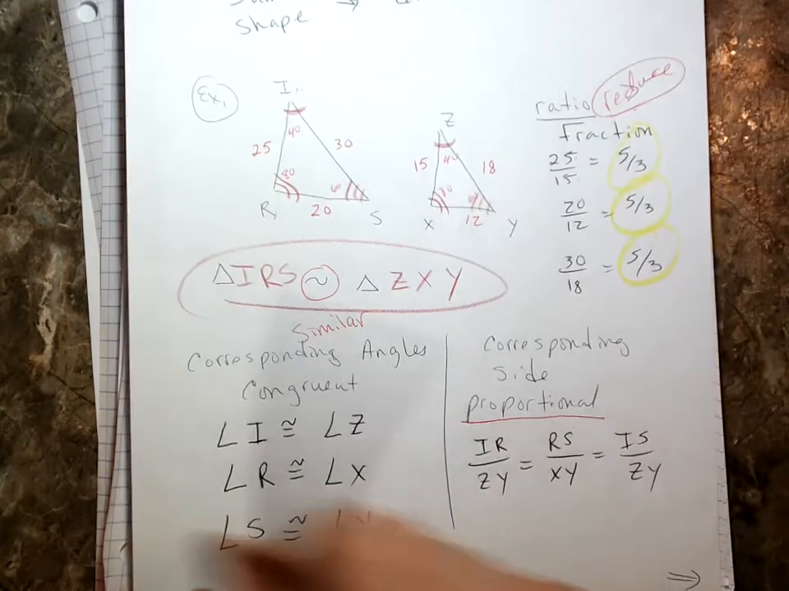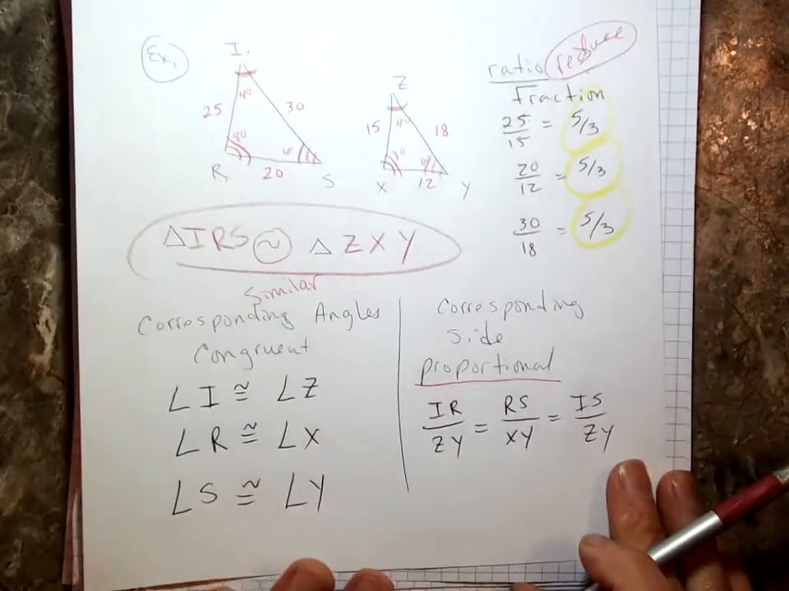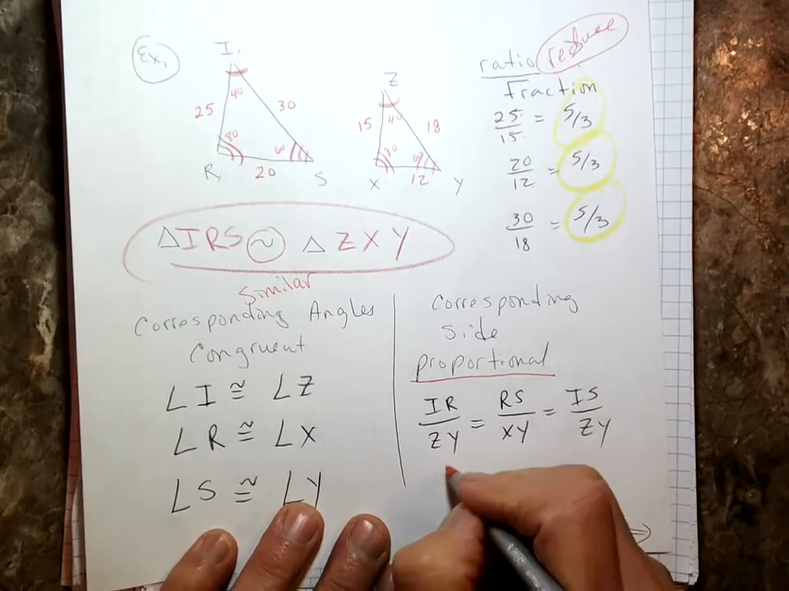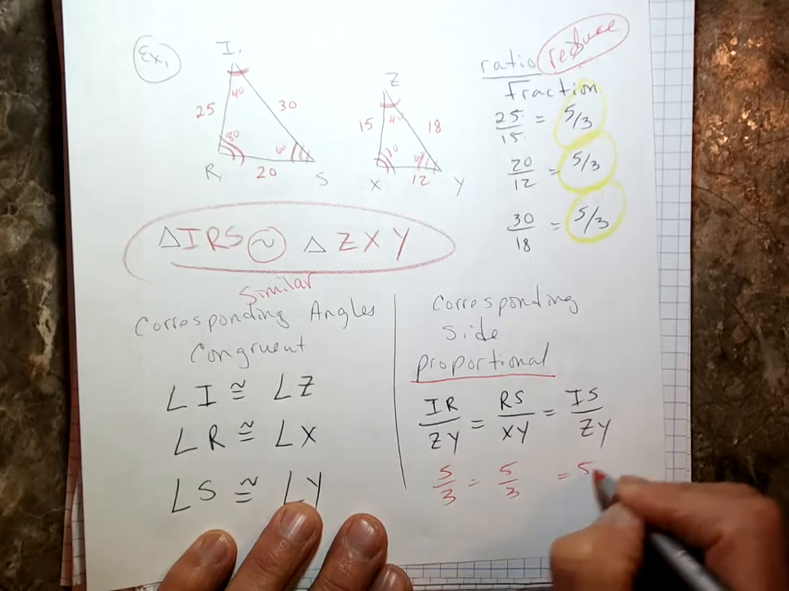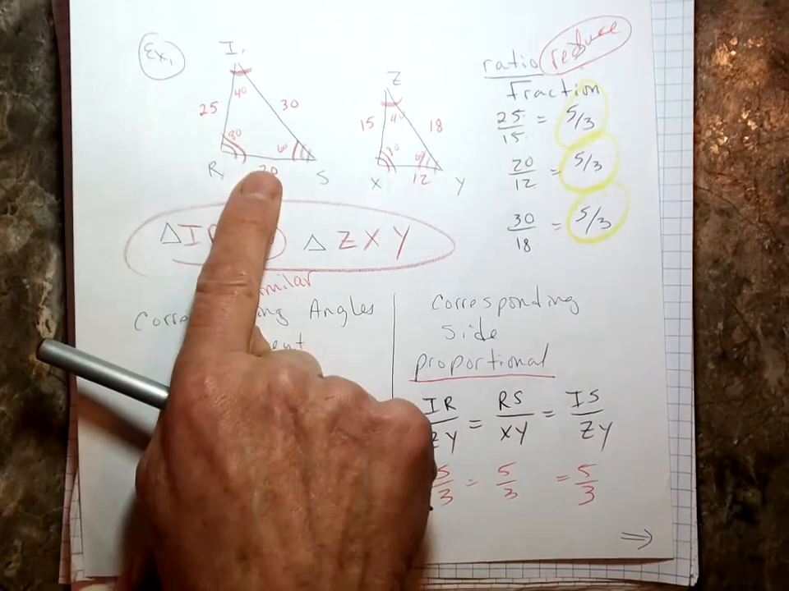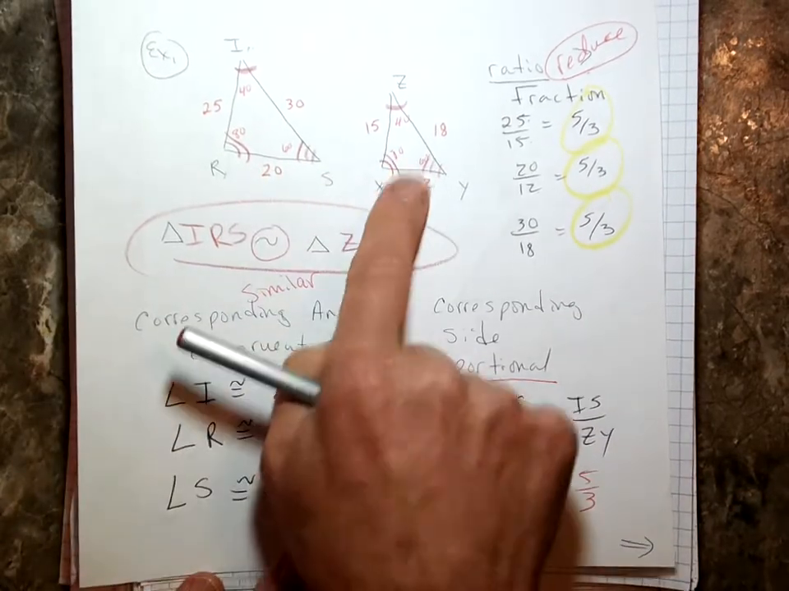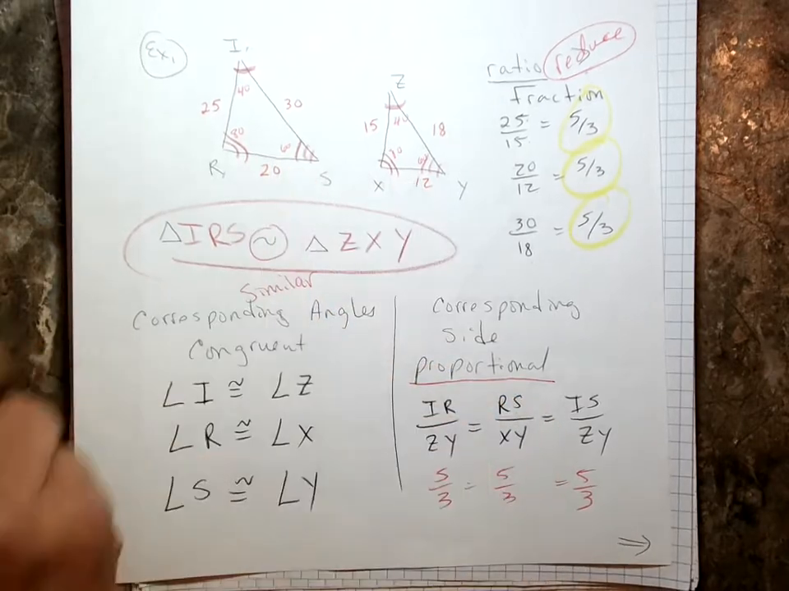And we already know what the proportion is. We just did it above. The ratio is 5/3. So this triangle is 5/3 as big as this triangle, or the sides are 3/5 of this triangle. Okay, so far so good.